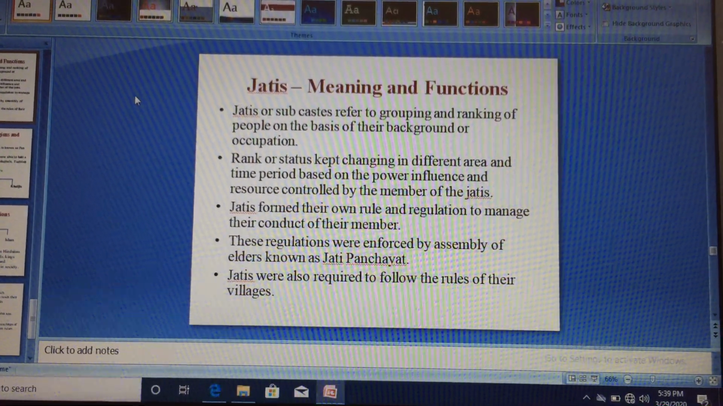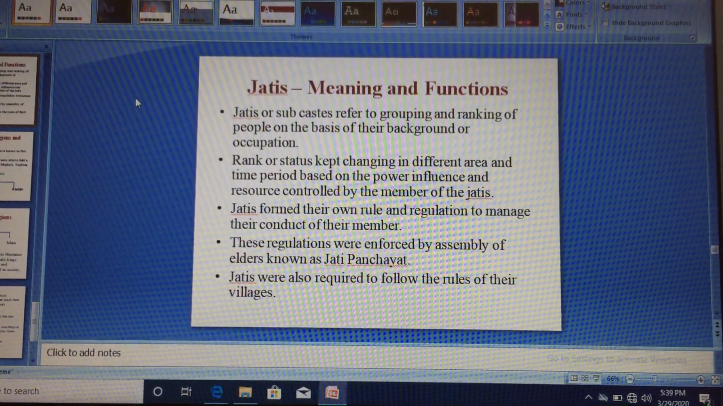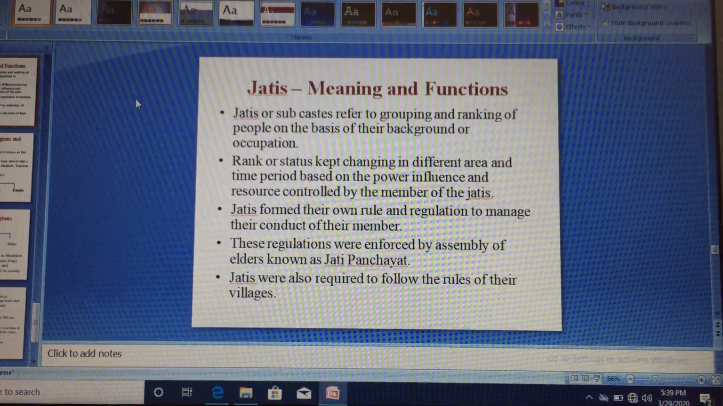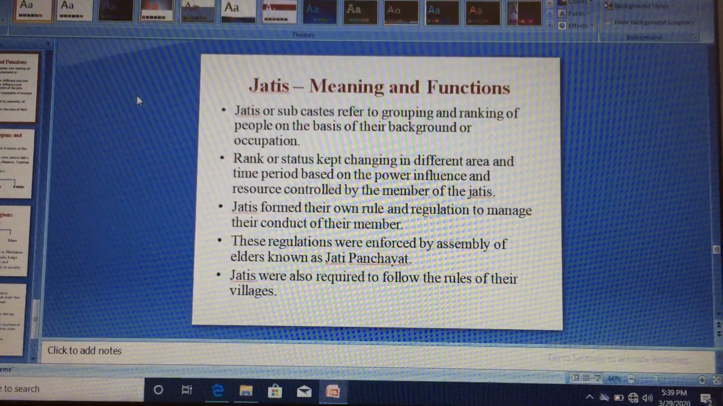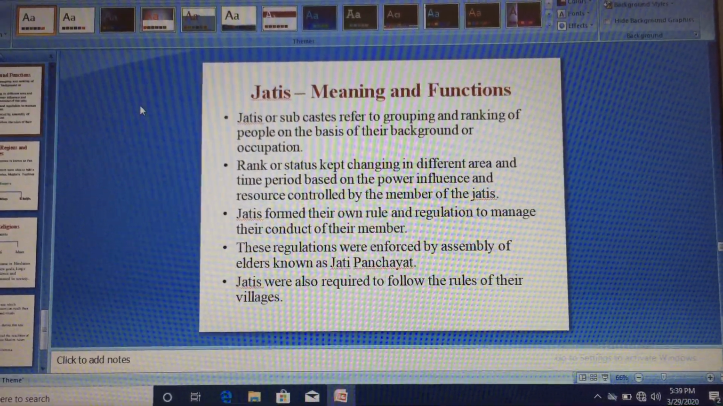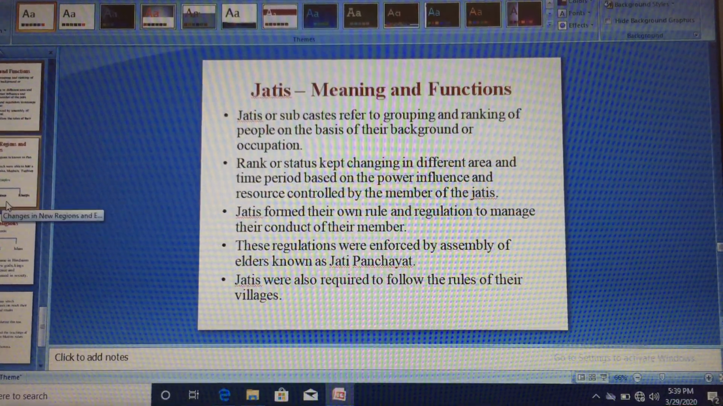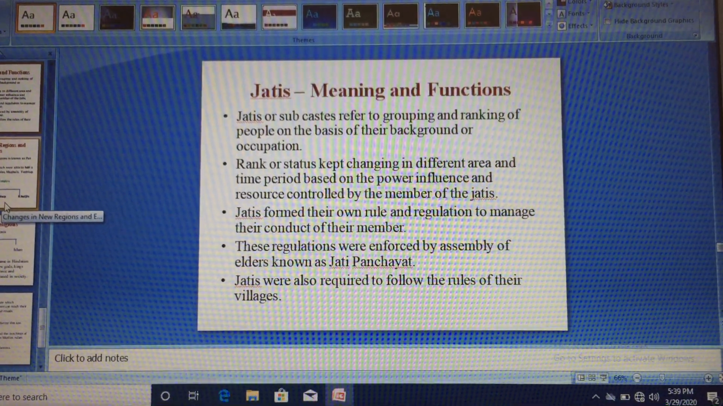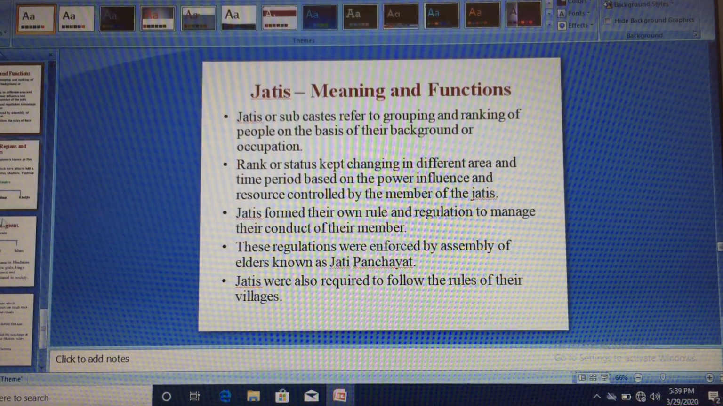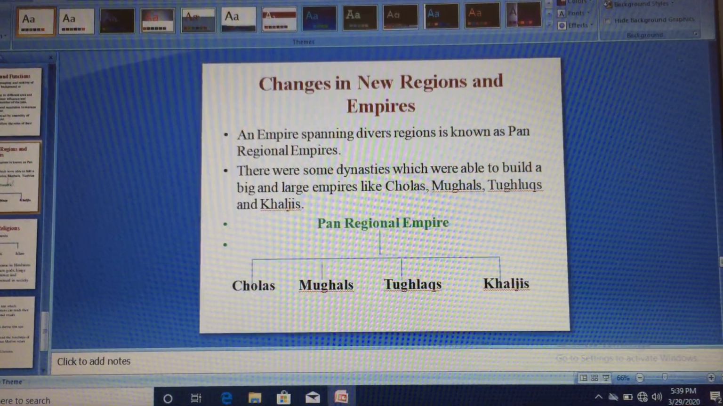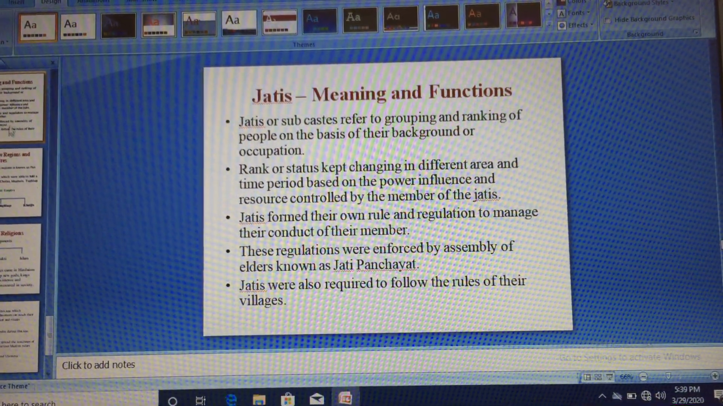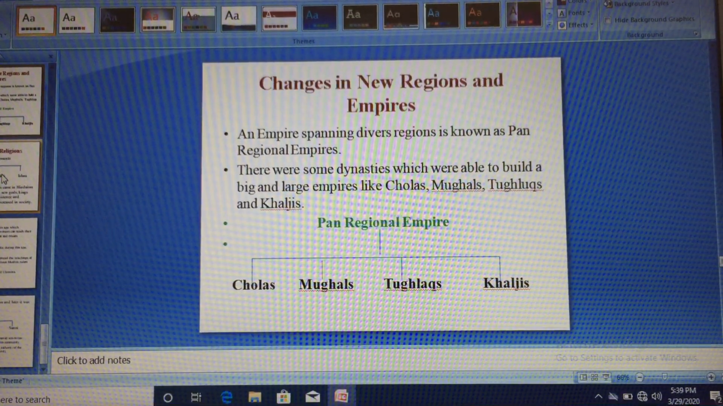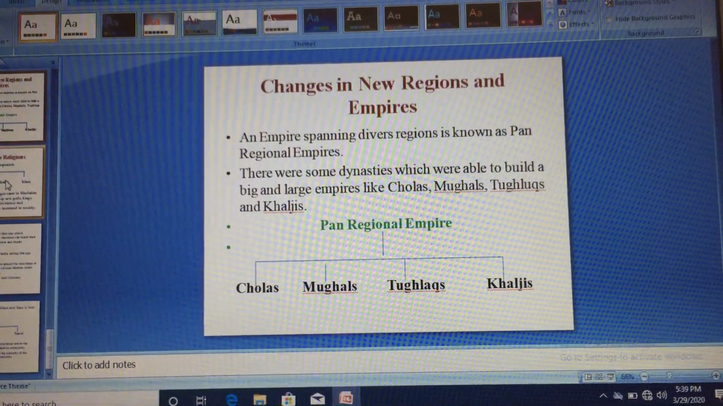Jatis formed their own rules and regulations to manage the conduct of their members, and these regulations were enforced by an assembly of elders known as the jati panchayat. They forced members to follow these rules and regulations, right? Jatis were also required to follow the rules of the village, because these jatis were part of the village. So if there was any rule from the village panchayat, they had to follow that as well.